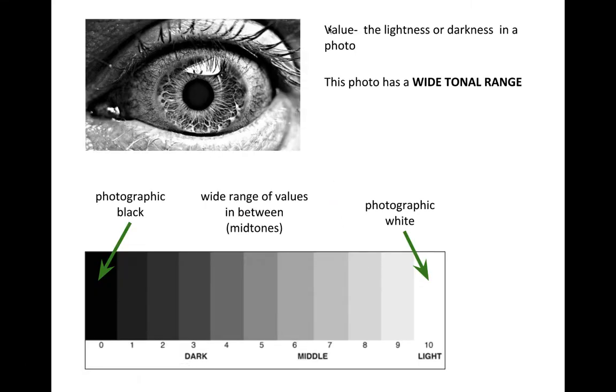So value is the lightness or darkness of a photo. And obviously, in this particular case, there are many ranges of values. If you have black, white, and all these different midtones, which are all different values, this is what we call a wide tonal range. So when you look at this gorgeous photo, you should see black, you should see white, but you also see a tremendous range of grays in the middle. And so that photo is considered to have a wide tonal range.